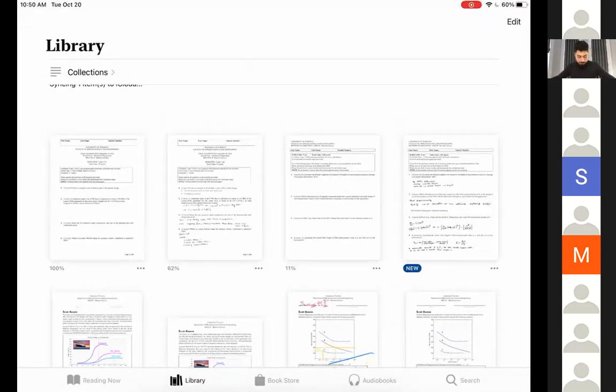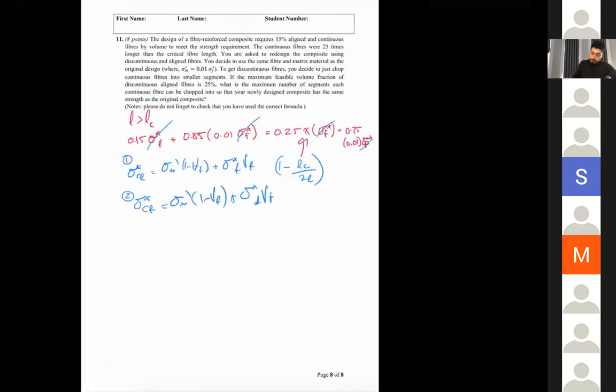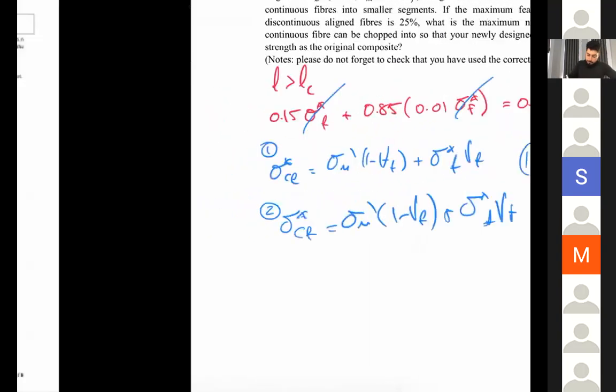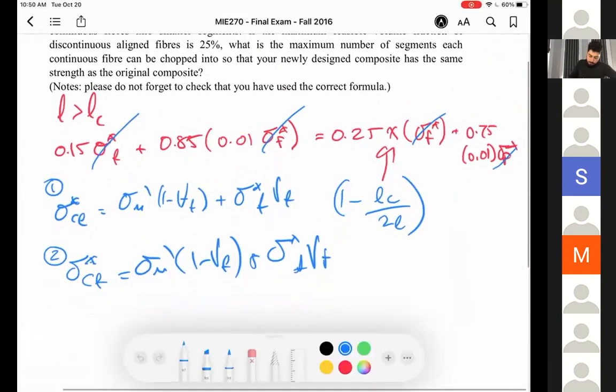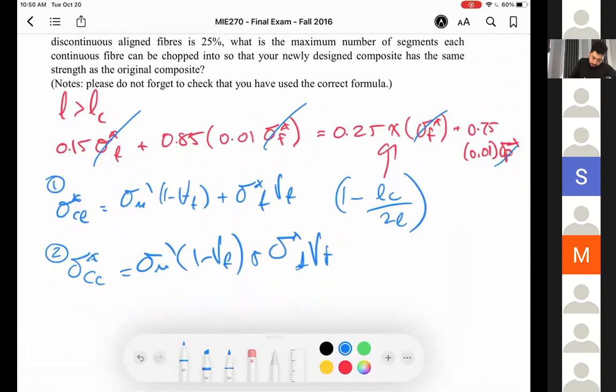Where was this problem? Okay, so this one is not this. This is CT. And that's going to be the other equation, which I just showed. Somebody want to read it out to me?